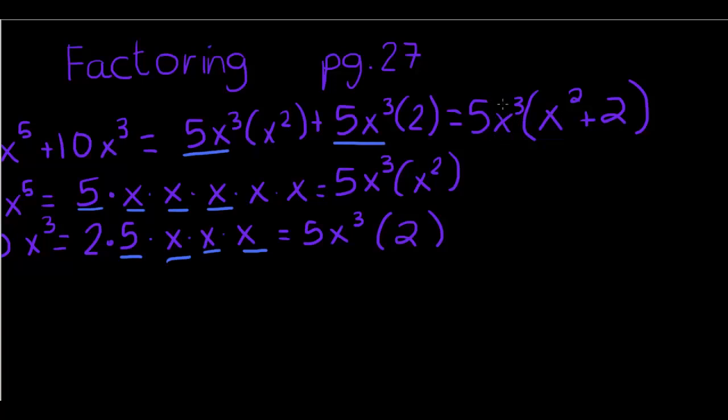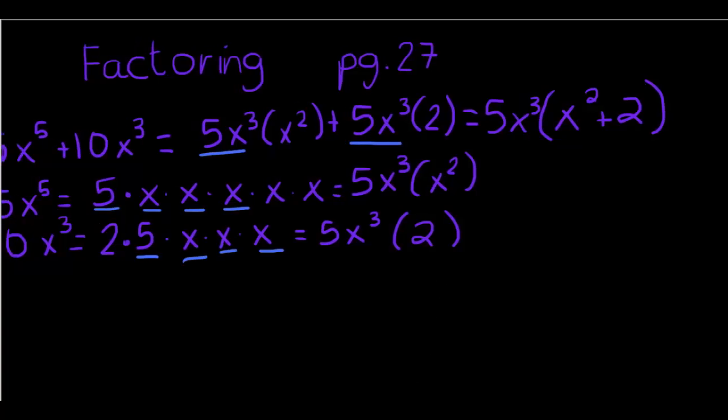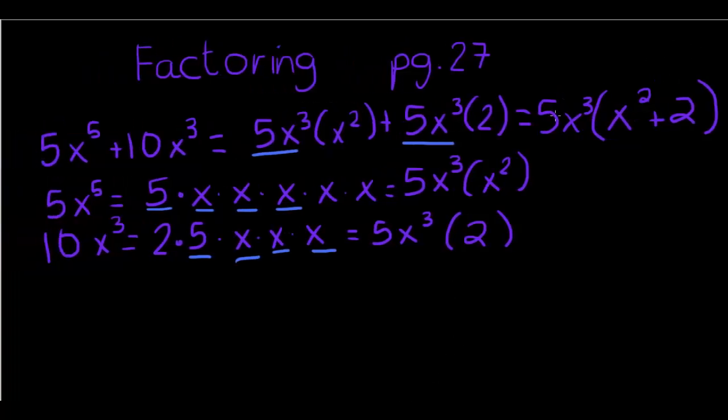If you go back and use the distributive property here, you should get the original binomial, and we would. 5x to the power of 3 times x squared is 5x to the 5th. 5x to the power of 3 times 2 is 10x to the power of 3.